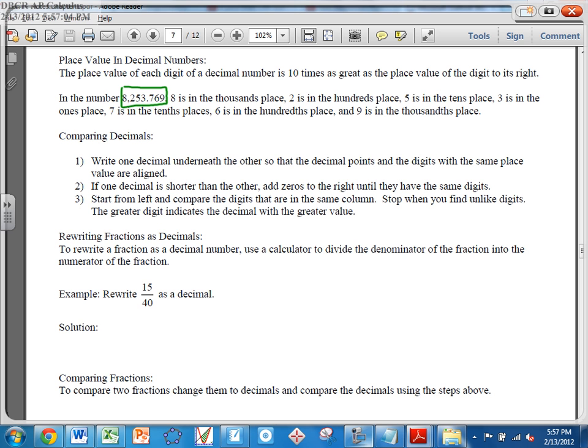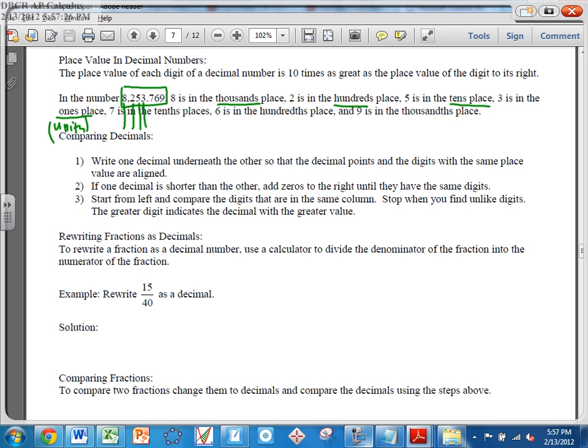Now, just to discuss what every place is. 8, the first place, is the thousand place. 2 is in the hundred place. 5 is in the tens place. And 3 is in what we call the ones place. Now, the ones place, a synonym, is called the units place. Okay, units, be careful there.